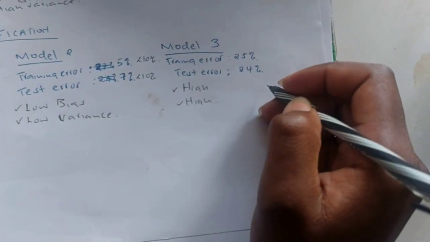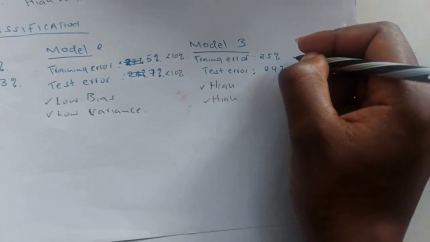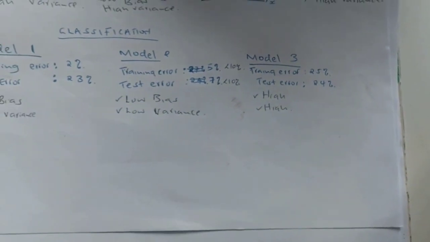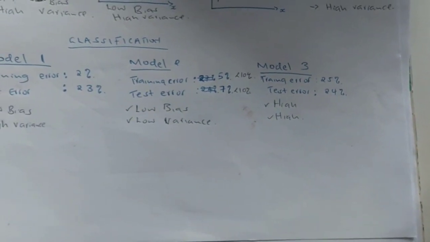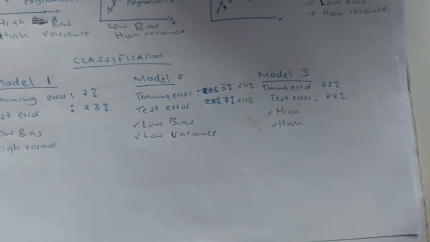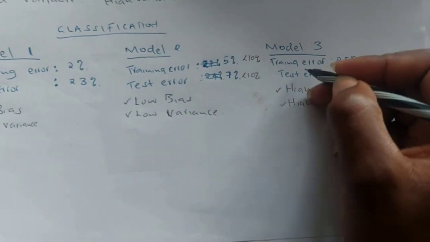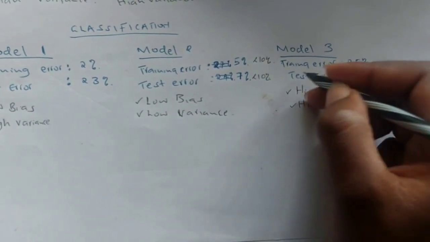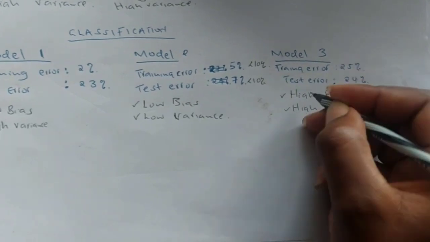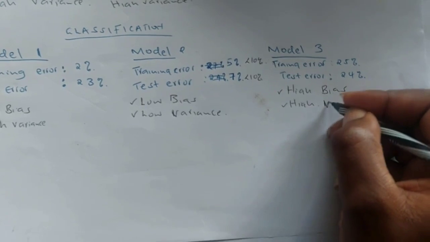When we have a training error of 25%, it means it has an accuracy of 75%. An accuracy of 75% is not like the model is performing very well. You can do some hyperparameter tuning to increase the accuracy. So still, we can say that this error is very high. If the training error is very high, we'll say that it has a high bias. And if the test error is also very high, we say that it has a high variance.